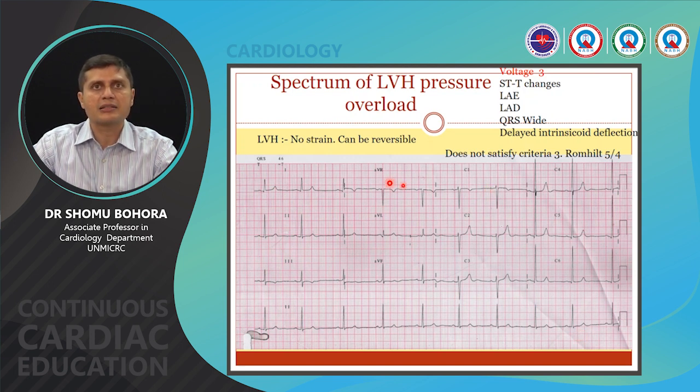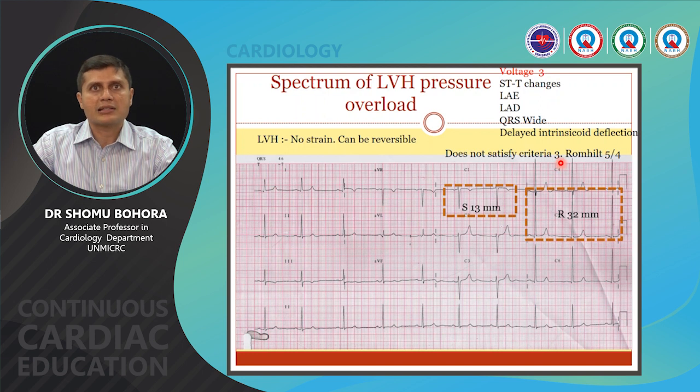Voltage criteria wise, in this patient, if you see, the S in V1 is 13, the R in V5, V6 is 32, total being more than 35 by Sokolow. But if you see Romhilt-Estes, it's only the voltage criteria that is there. So Romhilt-Estes says only 3, which does not satisfy the criteria as such.